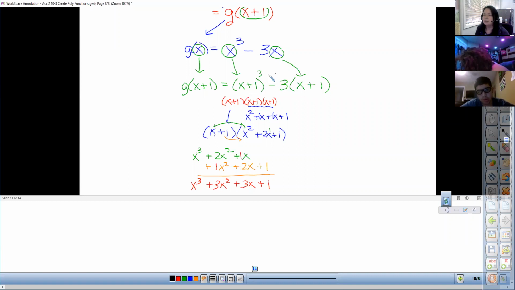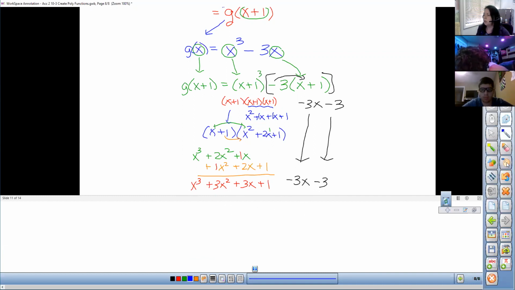We still have this part to do, where we're distributing a negative 3 to this x plus 1. And so this becomes negative 3 times x, which gives me a negative 3x, and a negative 3 times 1, which gives me a negative 3. And now I'm going to bring down those. So minus 3x minus 3. Now I'm going to look for my like terms. Now I'm pretty much close to the end.